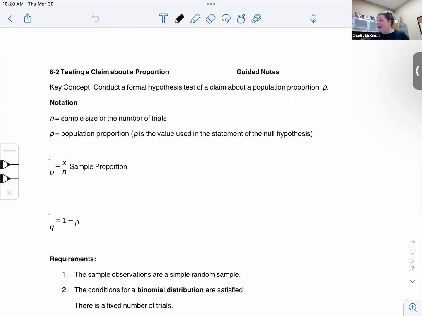Just remembering that N represents the number in our sample. P represents the proportion, right? And if it's just P, not P hat, then it is representing our full population's proportion. The P hat, which we should really write like this, is your sample proportion.